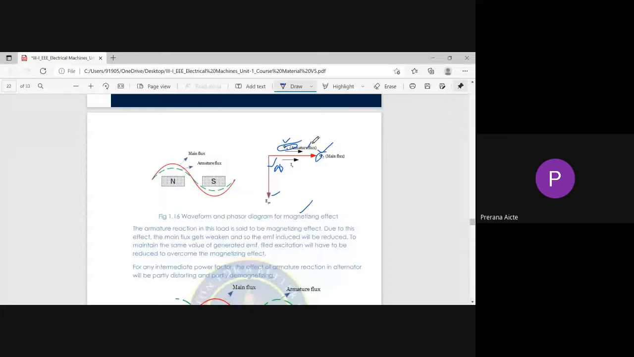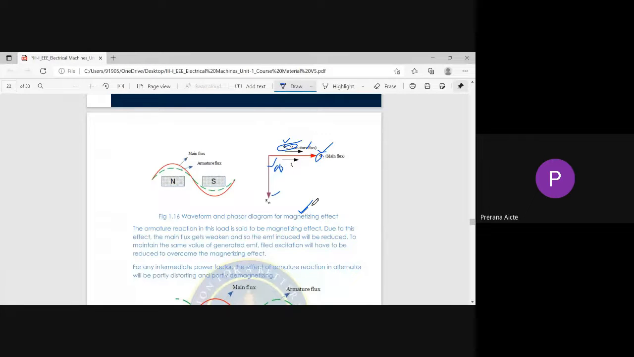So because of this, both fluxes are in the same direction. The armature flux is going to be added to the main field flux, such that we can say that there is a magnetization effect. Because of this magnetization effect, the load voltage or terminal voltage of the alternator is going to increase more than the rated voltage. When it is generated more than the rated voltage, here we are going to reduce the excitation of the alternator to produce the rated terminal voltage across its load terminals.